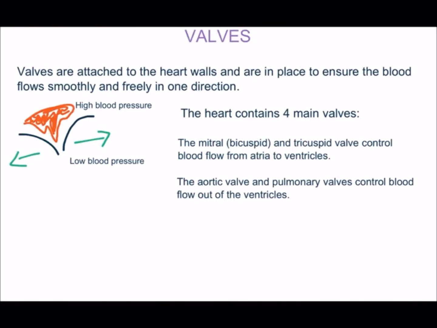The valves are strings which are attached to the heart walls and are in place to ensure that the blood flows smoothly and freely in one direction. Here I've drawn a diagram to help represent that. The black lines over here represent the valves and the red blob represents the blood. I've labelled them high blood pressure and low blood pressure, and the arrows indicate how the valves will open.